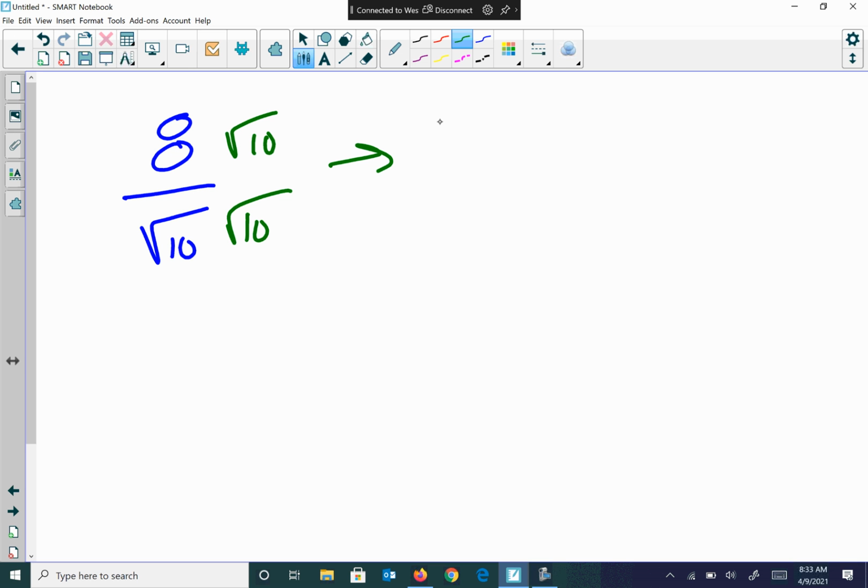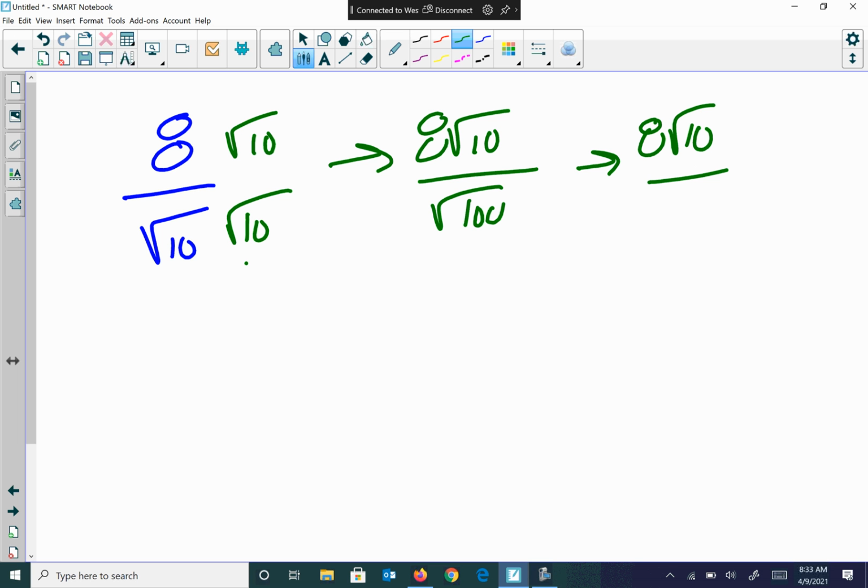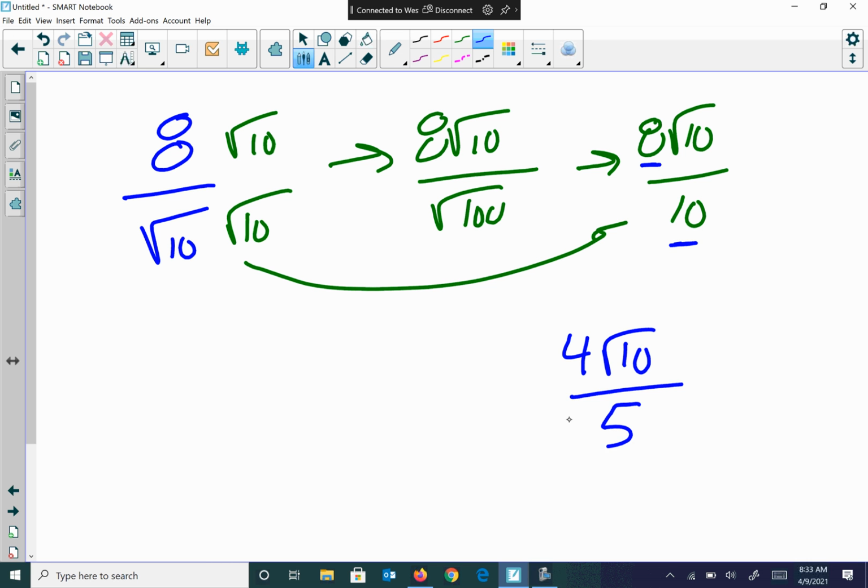So on top, I'm going to get 8 root 10. Hey, Sarah, what do I get on bottom? 5. No, sorry, 10. So on bottom, I'd get root 100. And if you see it like Sarah does, you could say, well, I'm going to go from here right to here, and I know that's a 10. So now, my friends, can I reduce 8 and 10 because they're both outside the radical? Yeah. What number goes into both 8 and 10? 2. So I get 4 root 10 on top over 5, and it's done.